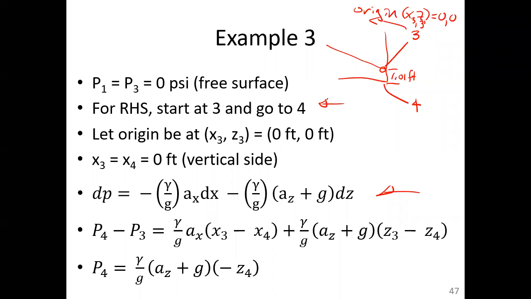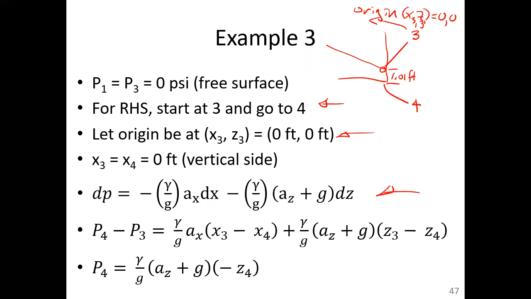We want to find the pressure distribution on the right-hand side. We already know the pressure at 3 is atmospheric, it's 0. We're going to set a new coordinate origin at the free surface on the right-hand side at point 3. So X3 and Z3 are 0. We're going to move vertically downwards from point 3 to point 4. So X3 and X4 are the same, because you're just moving vertically.